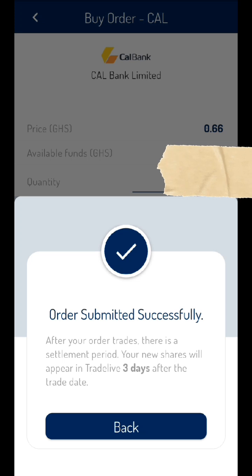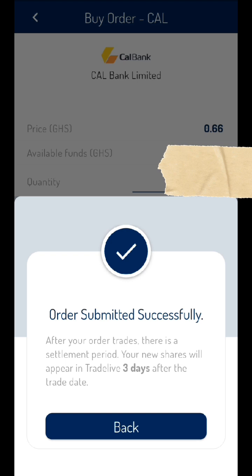Then when you press the place order button, you see that your order is processing. So it's been submitted. When it submits, you will get a notification of your order being submitted successfully. Now after this, your order goes into your order history. It will be there until there is a match between what you opted to buy and what someone is willing to sell. You get it?